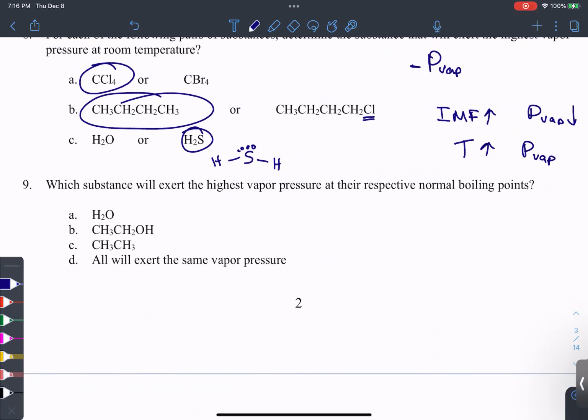Which substance will exert the highest vapor pressure at their respective normal boiling points?